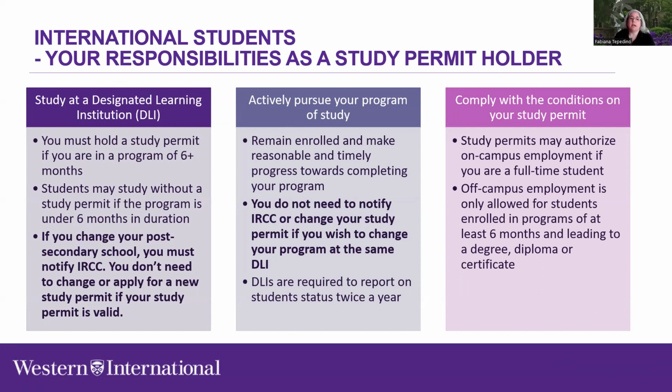The third responsibility is to make sure that you're complying with the conditions on your study permits. So if your study permit has the condition that authorizes you to work on campus, you can only work on campus if you are enrolled as a full-time student. And for the condition that you're allowed to work off campus, you have to be in a program that's at least 6 months or longer, leading to a degree, diploma, or certificate. And again, you must be enrolled as a full-time student. The rule for working off campus during the academic year is a maximum of 20 hours a week, and you cannot begin working until the term starts. So for those of you that are here, you do have to wait until September 1st before you can begin working.